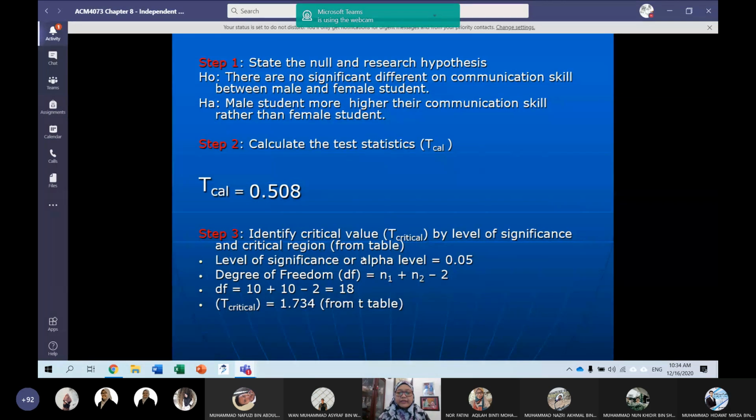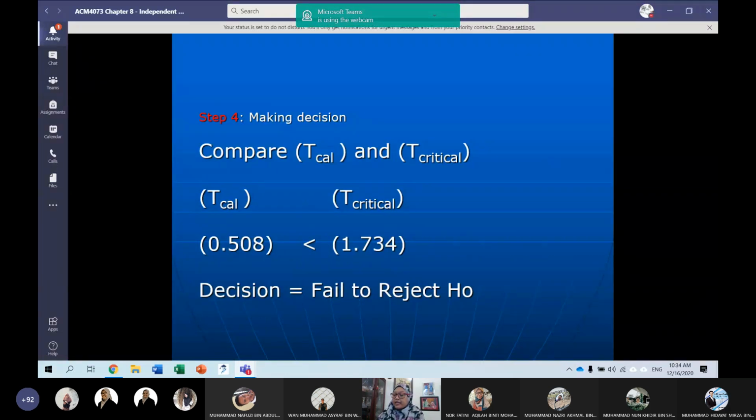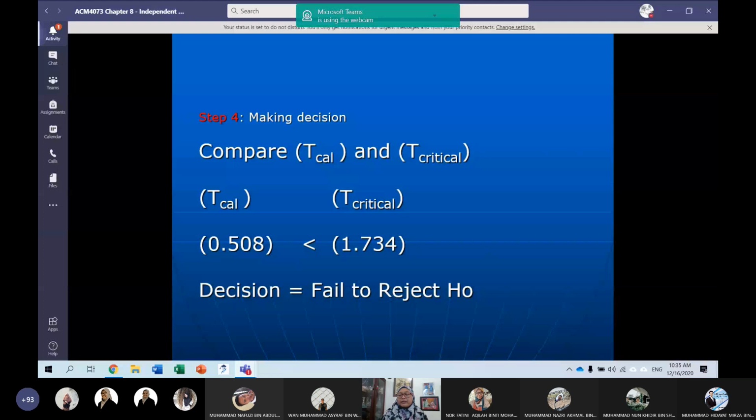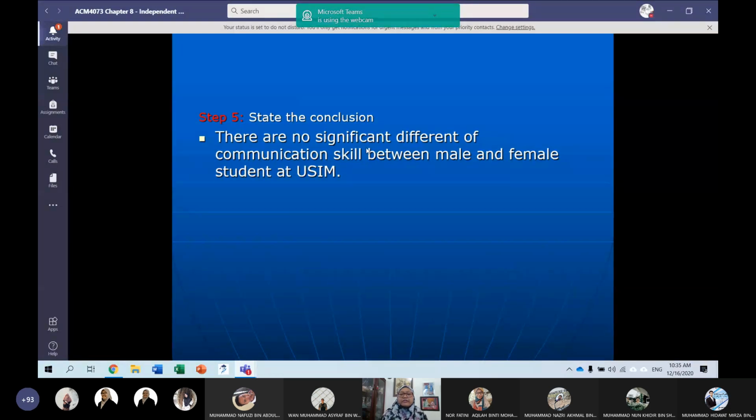Identify the critical value by level of significance and critical region from the table. From the table, it is 1.734. So your T-cal of 0.6152 is less than 1.734. If your T-cal is less than your T table value, it means you fail to reject the null hypothesis. What does it mean when you fail to reject the null hypothesis? There are no significant differences in communication skill between male and female students at UC.